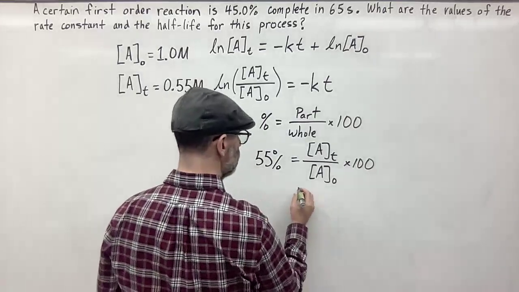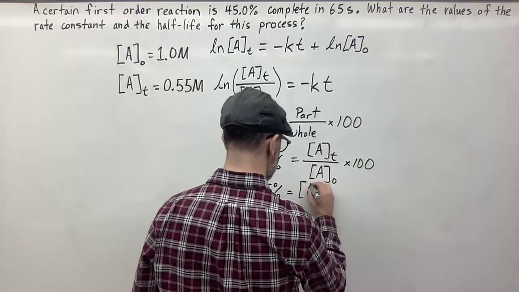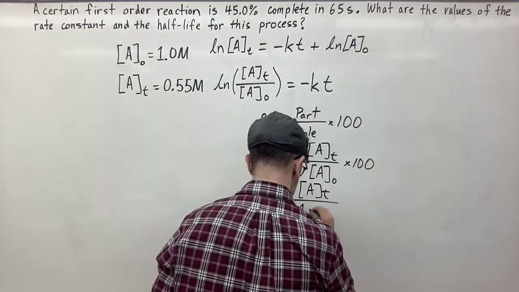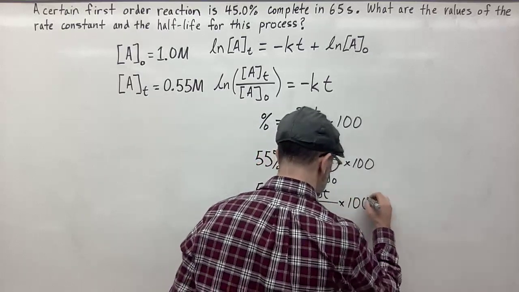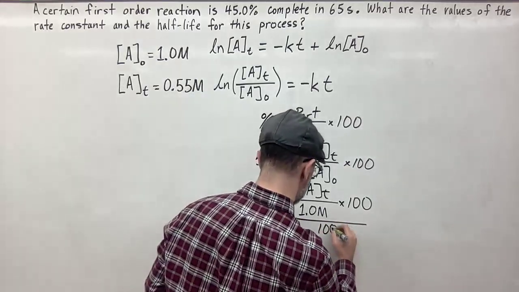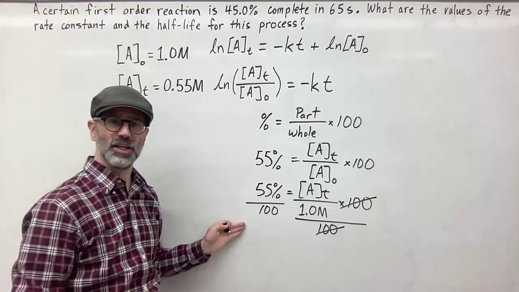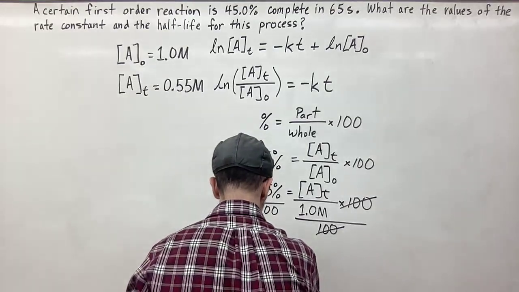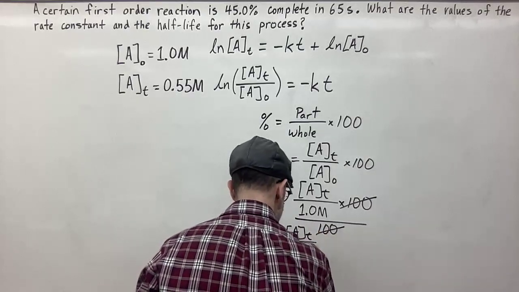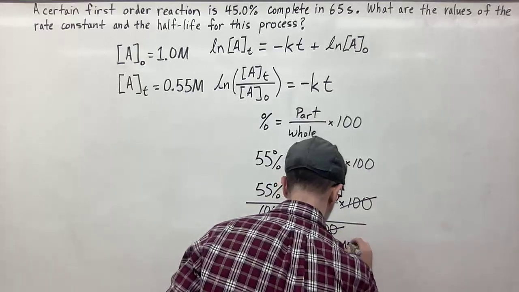Okay, so then this is going to be 55% equal to the concentration of A at time t over the initial concentration, which is 1.0 molar, multiplied by 100, and then we can solve for the concentration of A at time t. So we can divide both sides by 100. The 100 here cancels out. 55 divided by 100 is 0.55. So we're going to say 0.55 is equal to the concentration of A at time t divided by 1.0 molar. And then, of course, we can multiply both sides by 1.0 molar.